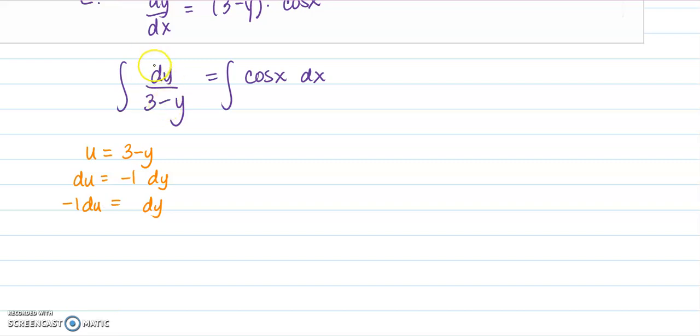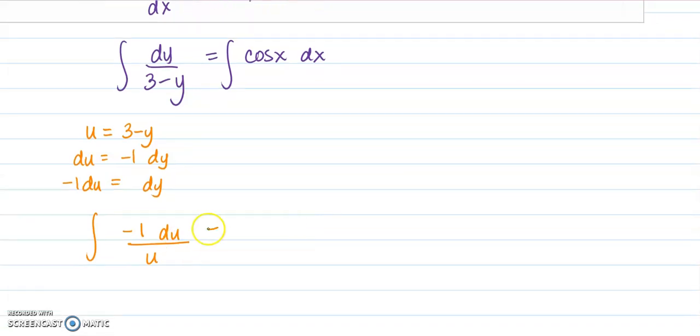So this integral on the left translates into negative 1 du divided by u, and that comes from the natural log. So we have a negative on the outside, and it's the natural log of the absolute value of u. And if you do the substitution back in, this is negative natural log of 3 minus y. And that's going to be equal to that sine x plus c that we had already found.